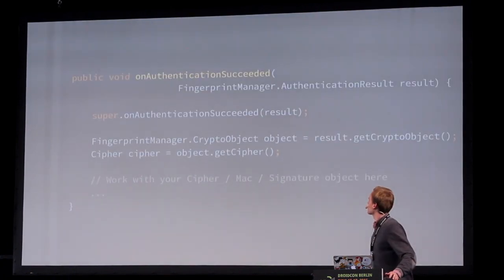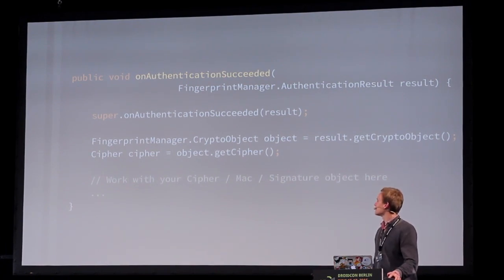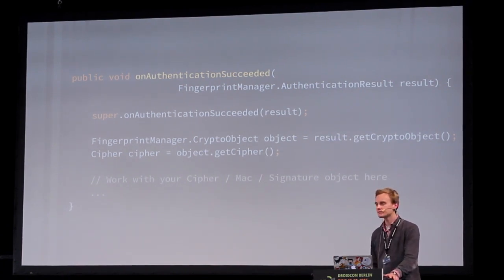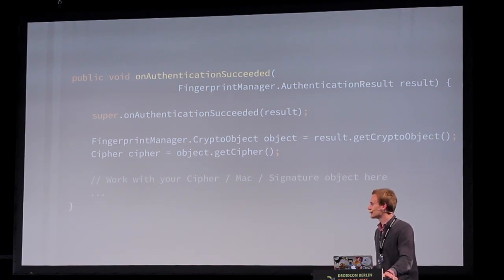So yeah, how does it work? On authentication succeeded, you can simply get the crypto object from the result and then decipher and work with it there. If you set the authentication required on your key in the keystore, and you set the duration seconds to 0, then you always have to use your fingerprint to authenticate. This is pretty powerful, and a good way to use this new method to authenticate the user within your app.